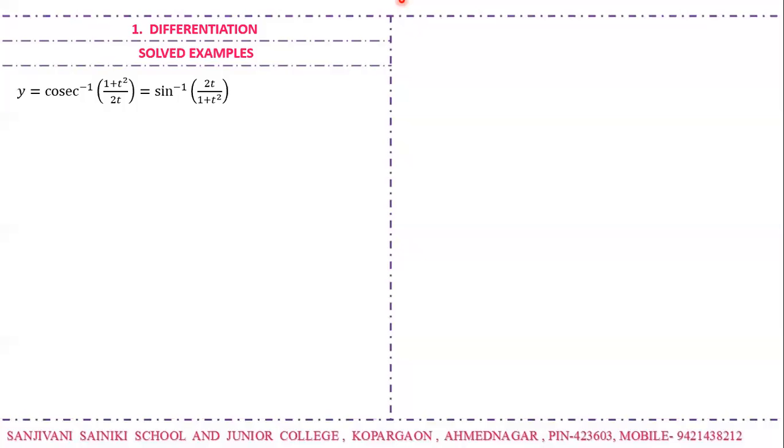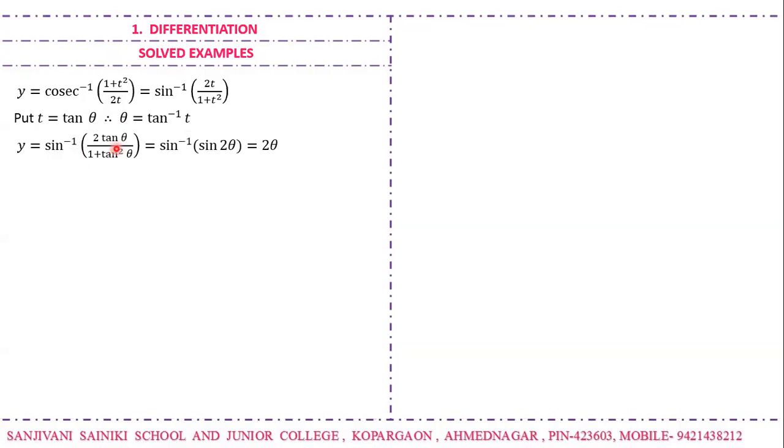Now take our second function y. y is equal to cosec inverse of (1 plus t square) upon 2t. So cosec inverse of x can be written as sine inverse of 1 upon x. So it looks like 2 tan theta upon 1 plus tan square theta. So you have to put t is equal to tan theta, so theta is equal to tan inverse of t.